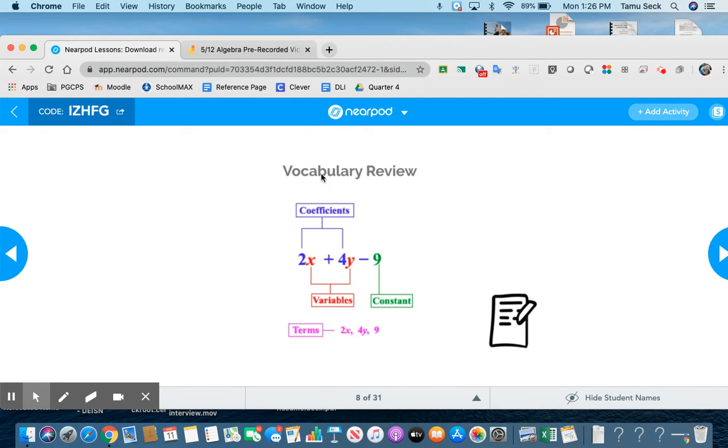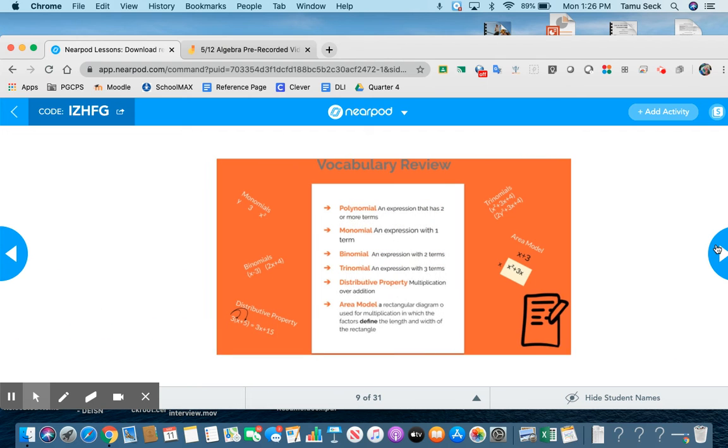Okay, let's review some vocabulary. A variable is a letter that represents an unknown number. A constant is a number that has no variable, whereas a coefficient is a number that multiplies a variable. There are two different variables here, so there are two coefficients. 2 multiplies x and 4 multiplies y.